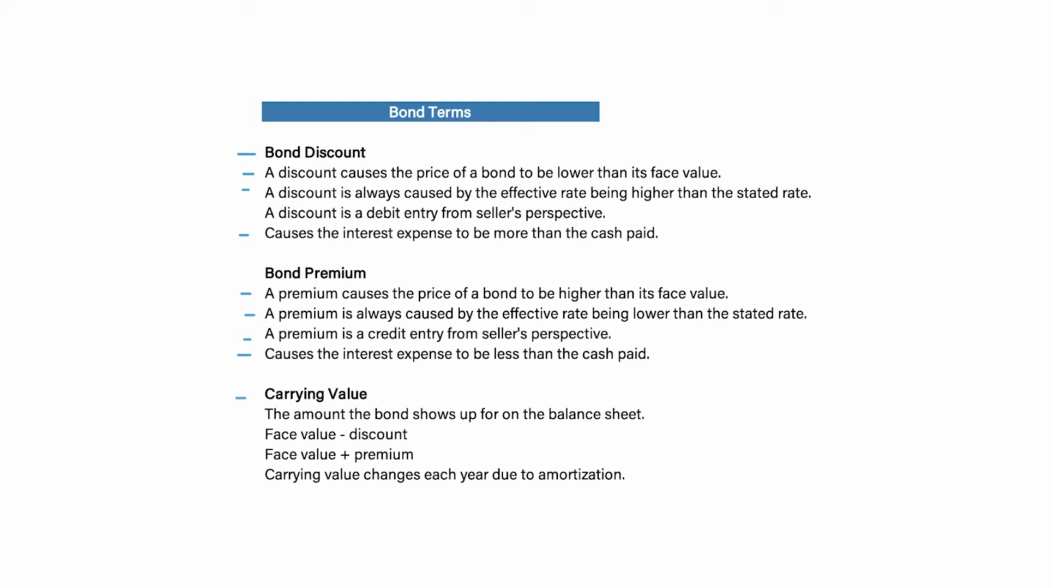So then what is the carrying value of the bond? This is the amount the bond shows up for on the balance sheet. If you have a discount, it's the face value minus the discount. If you have a premium, it's the face value plus the premium. So the carrying value is going to change each year due to the amortization of the discounts and the premiums.